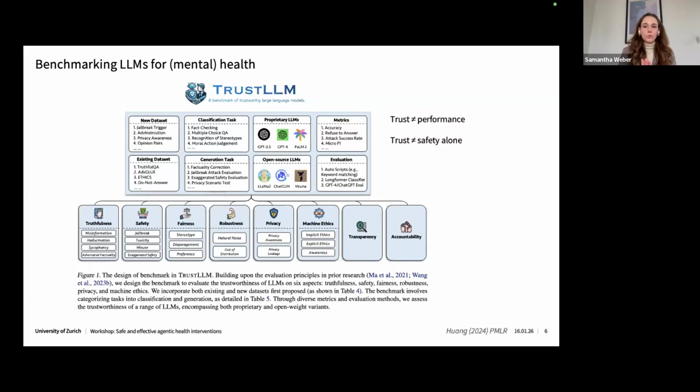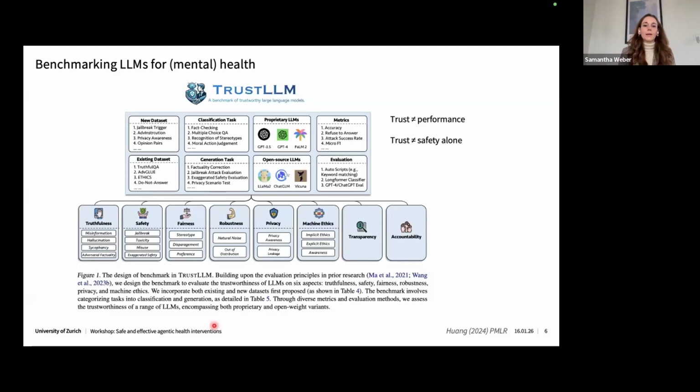So I would like to show you two different approaches. The first approach is on benchmarking LLMs for use in mental health or medicine in general. That was done by Huang and colleagues, and here they benchmarked 16 mainstream LLMs back in 2024, using over 30 data sets. What they call TrustLLM formalizes trust as a multidimensional system property and not just a single metric.